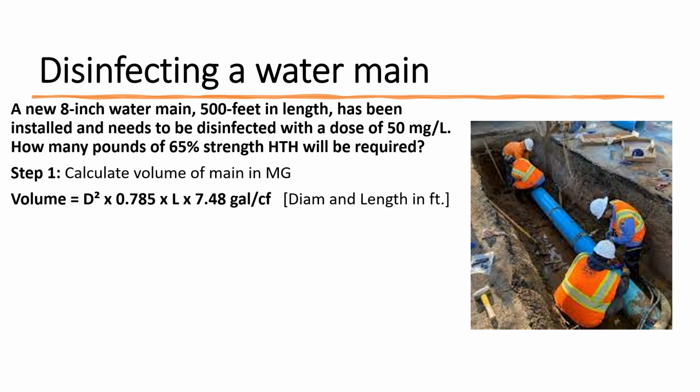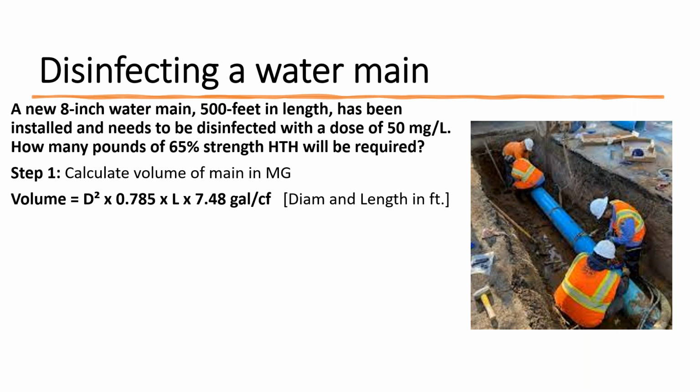First thing we're going to do is calculate the volume of the water in that main in million gallons. And we're going to use a formula here. I'll introduce this formula in case it's not familiar to you as we proceed. The formula for the volume of a cylinder is diameter squared times 0.785. That 0.785 is 1/4 of pi. If we were using pi r squared, we would use the radius, but in this case we're using diameter. So we use diameter squared times 0.785 times the length, and then we use this conversion factor, 7.48 gallons per cubic foot. So every cubic foot is equivalent to 7.48 gallons.